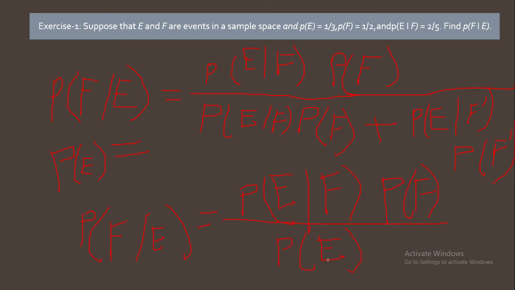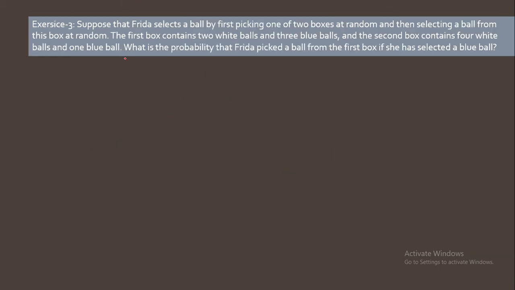Now we have the value of probability of E, probability of F, and probability of E given that F. So if we put this value into our equation and solve, let's calculate this. We will get 3 by 5, right? So our answer will be 3 divided by 5. So that's our answer. Now let's solve another example.